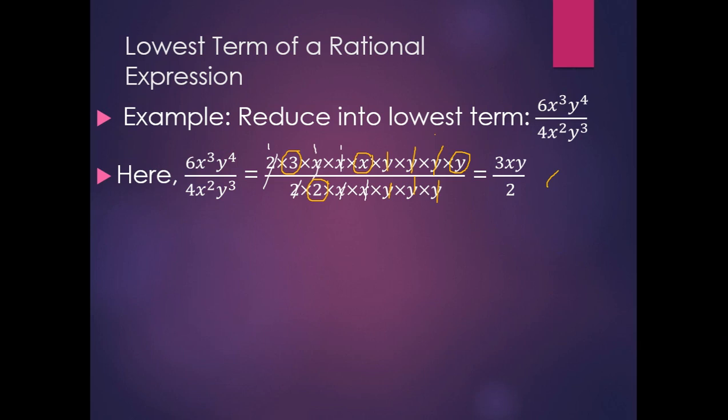And if you don't feel like expressing it in this way, expanding and cancelling, it can be done in a short way also. Using the law of index we can simplify this one. In this way we can do this: 6x cube y power 4, and in the denominator we have 4x square, y power 3, and here the 2 can cancel both.